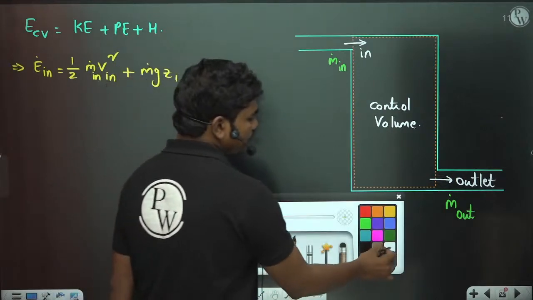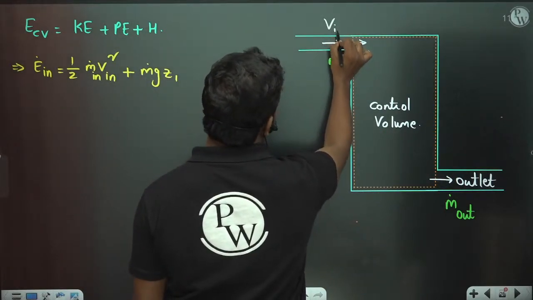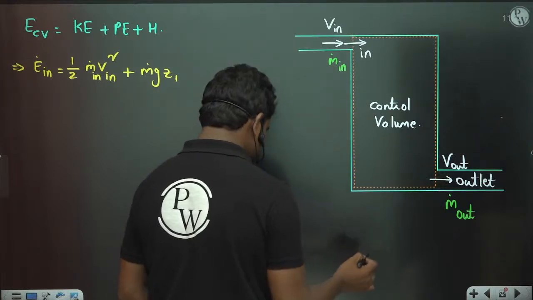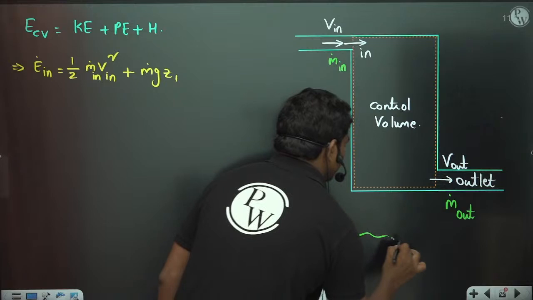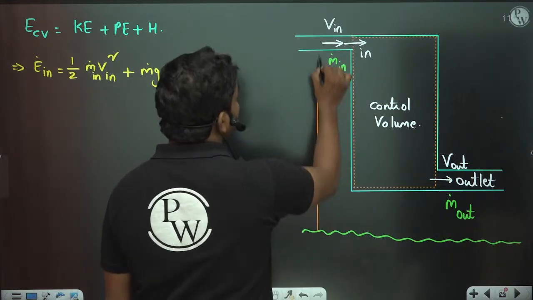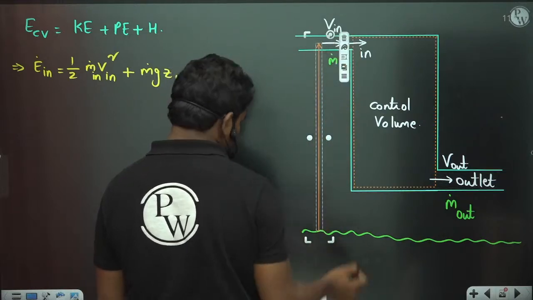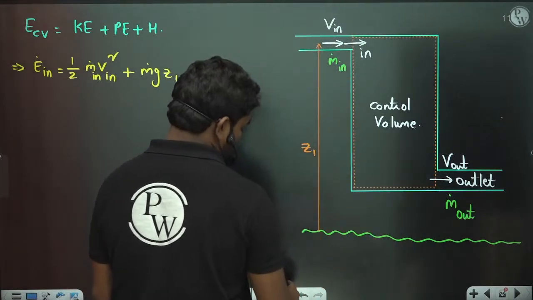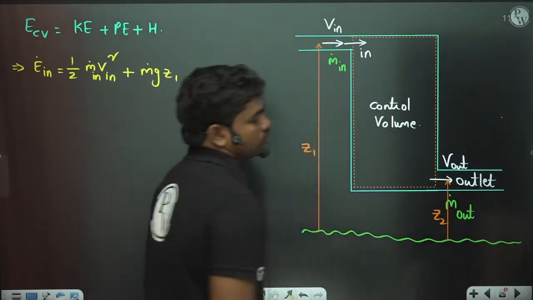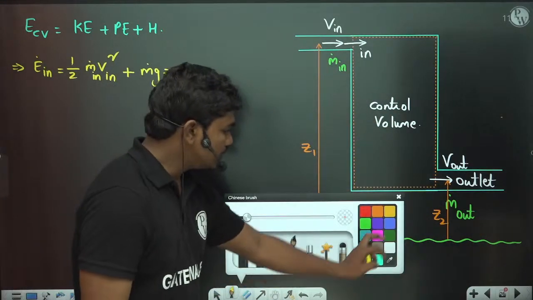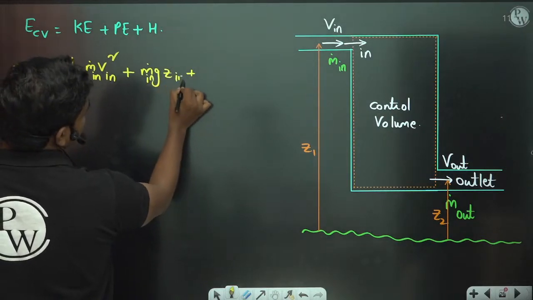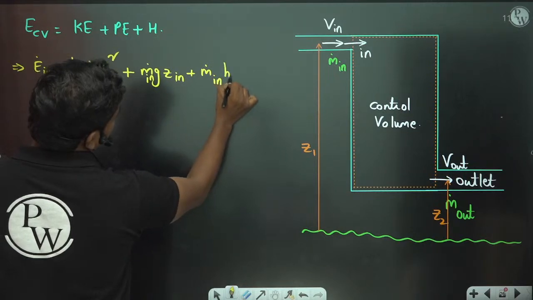Let us suppose the bulk motion of the fluid is at a velocity v1 at the inlet, which is v inlet, and here it is going out at v outlet, with respect to some reference. This elevation is at a height of z1 and this elevation is at a height of z2. So now, calculating the kinetic plus potential plus enthalpy, we write m dot in times specific enthalpy at the inlet.